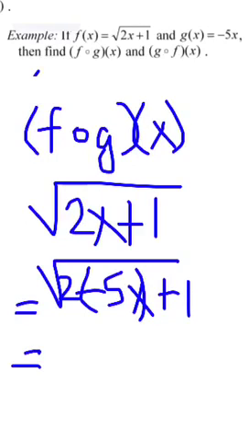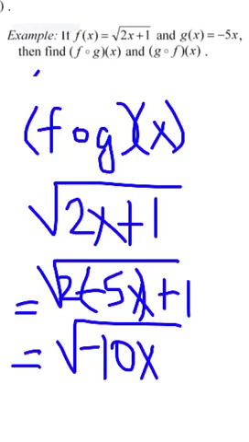Just multiply. We have the square root of negative 10x plus 1. And that is already simplified. We cannot do anything else with it. So this is what f of g of x would look like as a composite function.